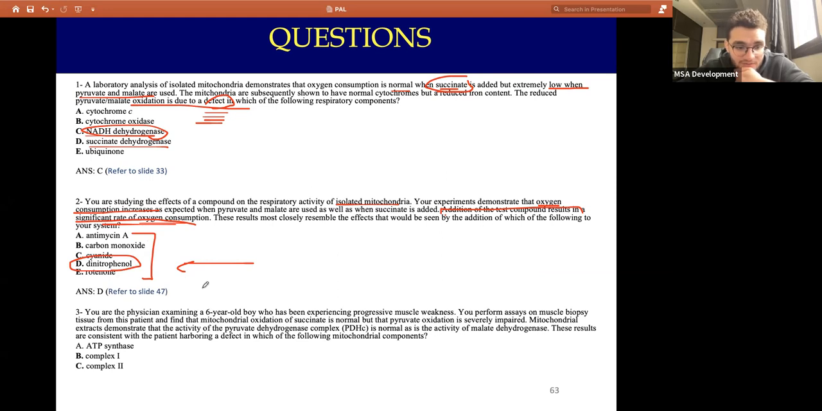Okay, the third question. Does anyone want to read it, or should I read it? I'll read it. You're the physician examining a 6-year-old boy who has been experiencing progressive muscle weakness. You perform assays on muscle biopsy tissue from this patient and find that mitochondrial oxidation of succinate is normal, but pyruvate oxidation is severely impaired. Mitochondrial extracts demonstrate that the activity of pyruvate dehydrogenase complex is normal, as is the activity of malate dehydrogenase. These results are consistent with the patient harboring a defect in which of the following mitochondrial components?